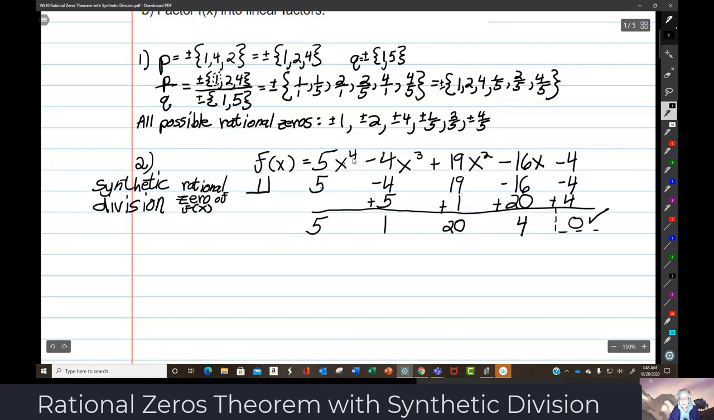Okay, this is 5x to the fourth. After I do my first synthetic division, this becomes 5x to the third, and then the powers go downhill. We have a polynomial in perfect descending form, descending by degrees, powers of the variable. This will be plus, because it's positive, 1x squared plus 20x plus 4. This is my quotient now.